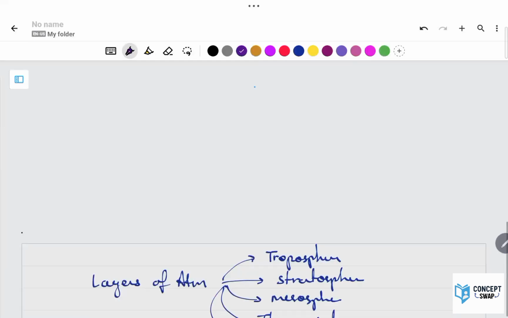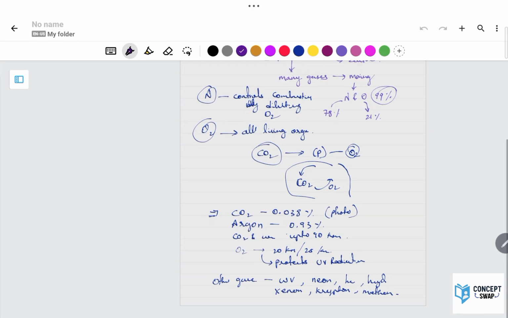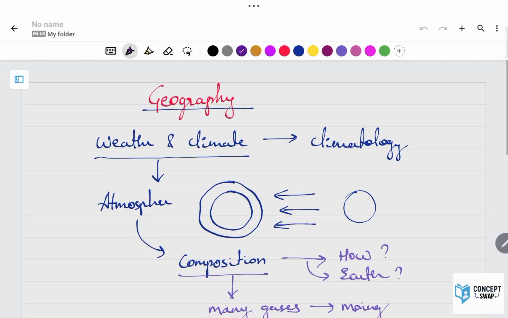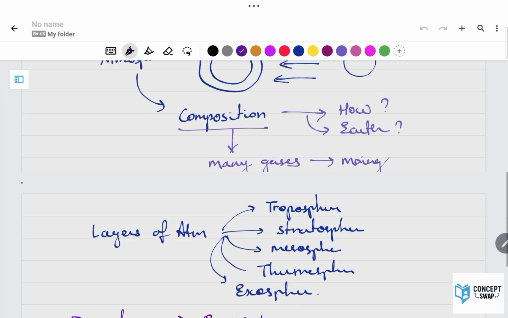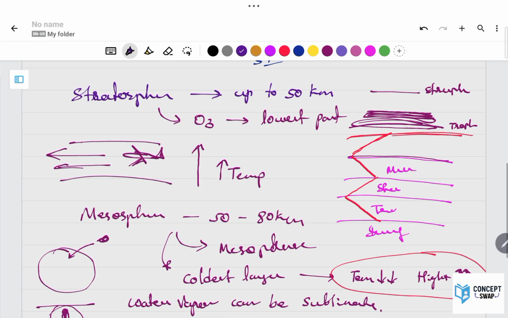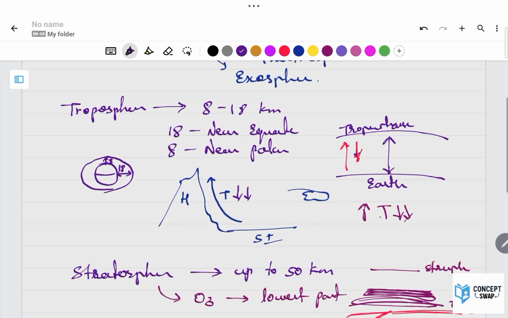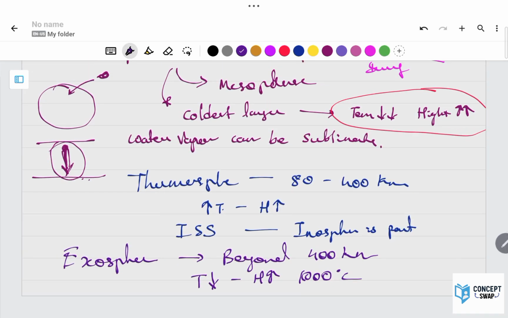Okay, sorry. This is the concept about the atmosphere. There are atmospheric layers, and some particles and gases present in the atmosphere.